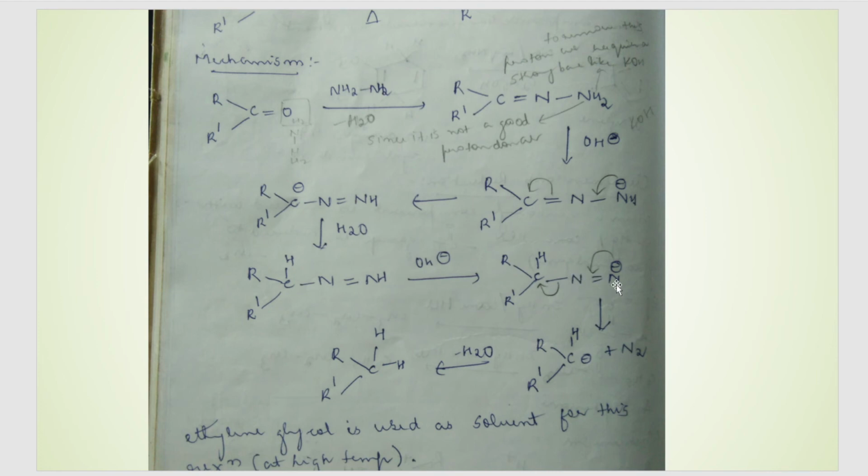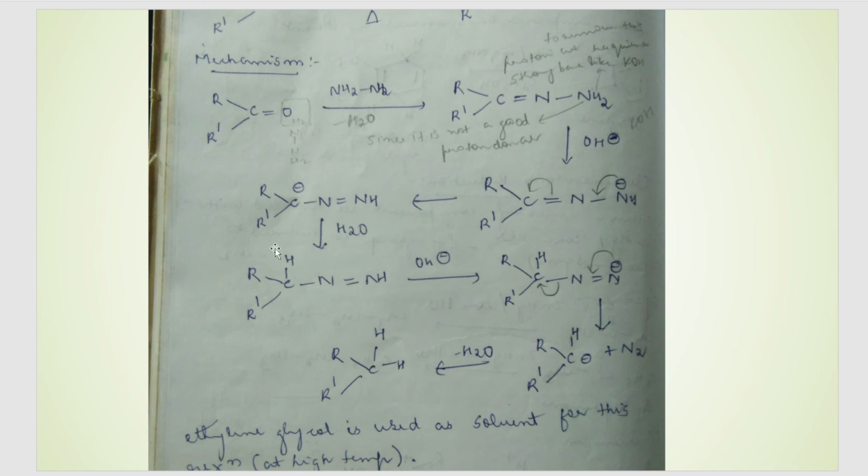Now we have N triple bond N that can go out as nitrogen gas, correct? So as soon as this bond shifts here, this bond of the nitrogen number 2 will shift this bond onto carbon. So there is a bond breaking here, and this part will go out as N2 or nitrogen gas. So here now the carbon has a minus charge. Once again, on hydrolysis with water, water will give H plus ion, and that H plus ion will come and sit here in this position. So we finally get a CH2 group in the place of C double bond O group. This is nothing but Wolff-Kirschner's reduction.